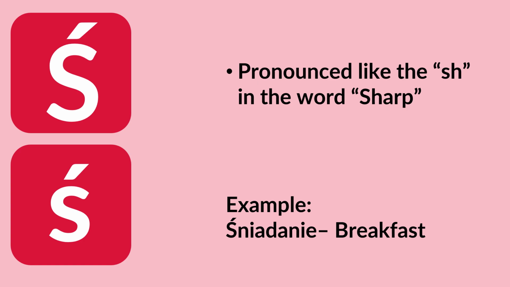Once again, this letter has a diacritic, making it sound different to a normal S. This letter is pronounced as sh, which sounds like a slightly higher pitched sh in the word sharp. An example of this letter being used in a word is śniadanie, which means breakfast in English.